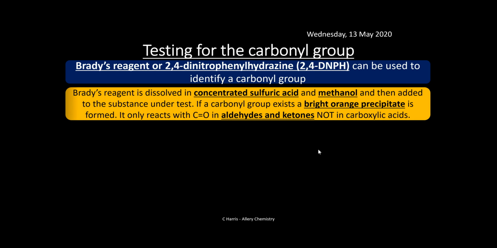Brady's reagent is dissolved in concentrated sulfuric acid and methanol, and then it's added to the substance under test. And so if a carbonyl exists, a bright orange precipitate is formed. And this only reacts with the carbonyl group in aldehydes and ketones. It doesn't react with the C double bond O group in carboxylic acids. So that's really important because this allows us to identify carbonyl groups, either an aldehyde or ketone, but doesn't identify a carboxylic acid.